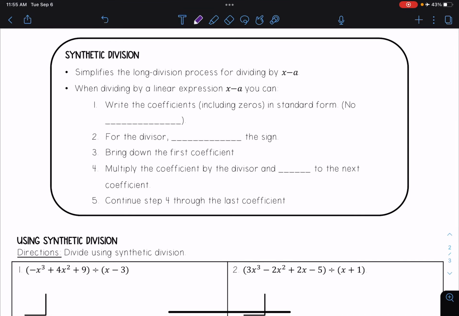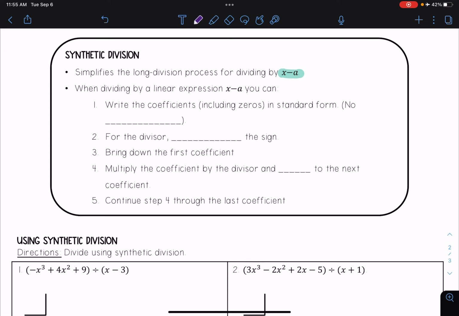In this video, we're going to be talking about synthetic division. So we just went over long division, and as we saw, that can be a pretty long process to divide polynomials. Synthetic division simplifies this long division process, but it's important, this only works for when we're dividing by something that looks like this, x minus a.